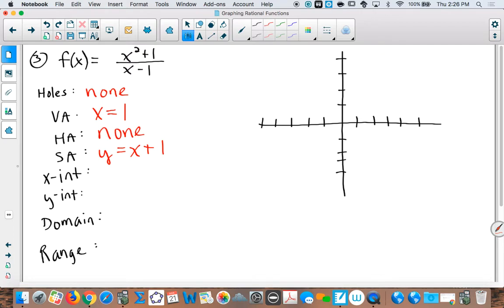X-intercepts: none. There are no complex intercepts, right? So x squared plus 1 equals 0, nothing. Okay, so none. Y-intercept: 0, -1. Okay, we'll get the domain and then we'll see if there's questions on getting any of that stuff before we graph. You can give us the domain. Use your excluded value.